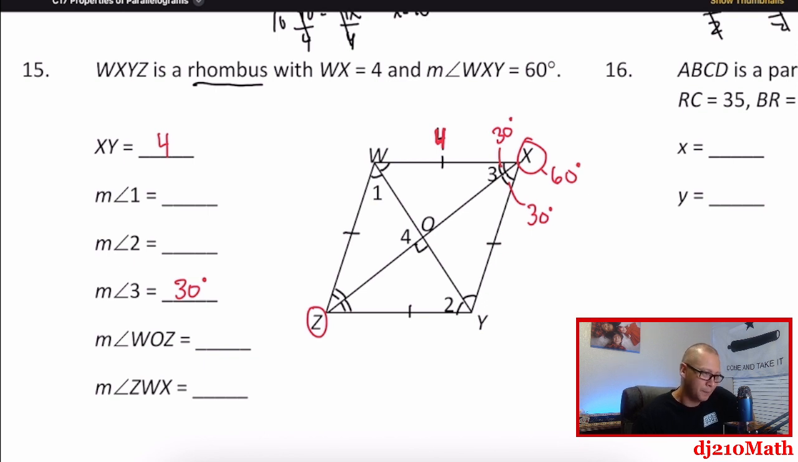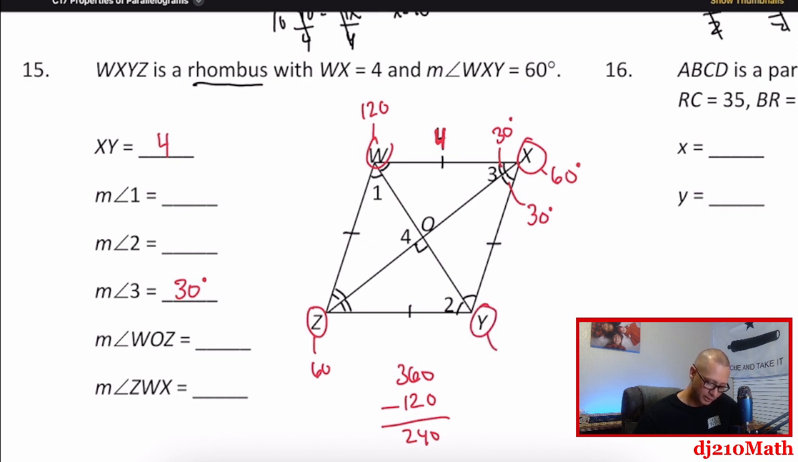So together they equal 120. Why is that important? Because a quadrilateral has 360 degrees. So W and Y together must equal 360 minus 120, right? Because this is 60, this is 60, together they're 120. All together needs to be 360. So 240. So W and Y combined must be 240. If you split that in half, divide that by 2, W has to be 120. Therefore, Y has to be 120.